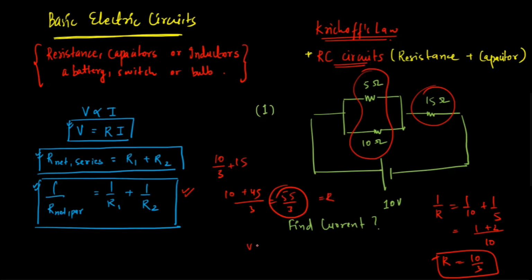Ohm's law says V is equals to IR. So I must be equals to V by R. That is V is 10 and R is 55 by 3. Current is going to be 30 by 55 or 6 by 11 amperes. So this is how you are supposed to solve this particular problem.